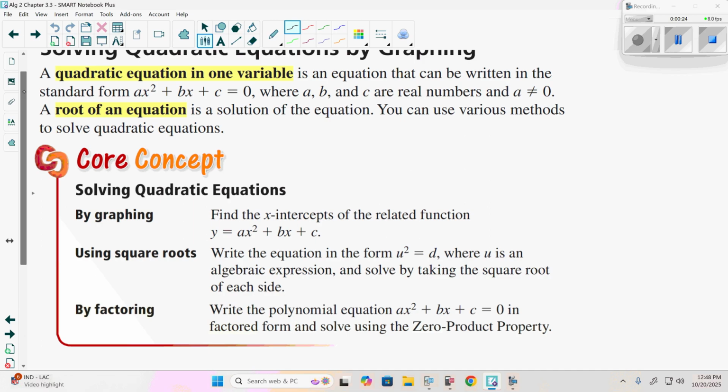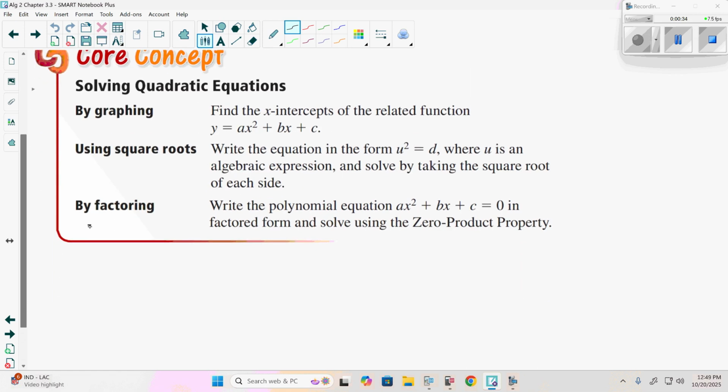Now, we've covered one method for solving quadratics, which was factoring and using the zero product property, which told us that if we multiply two things together and they equal zero, one of them has to be zero. And really, that's the method we use to solve by factoring. Now, there's two other methods that we can solve quadratics: by graphing and using the square root method.